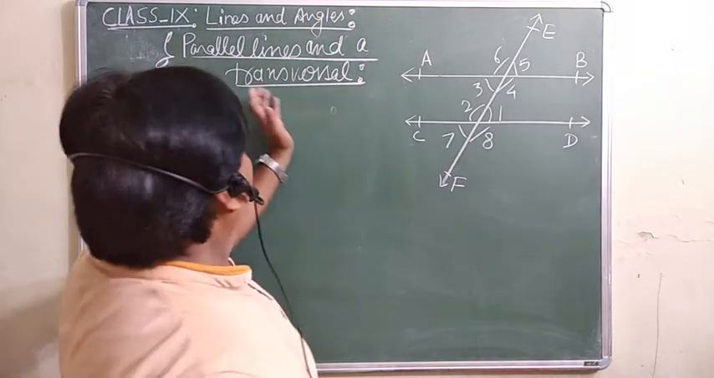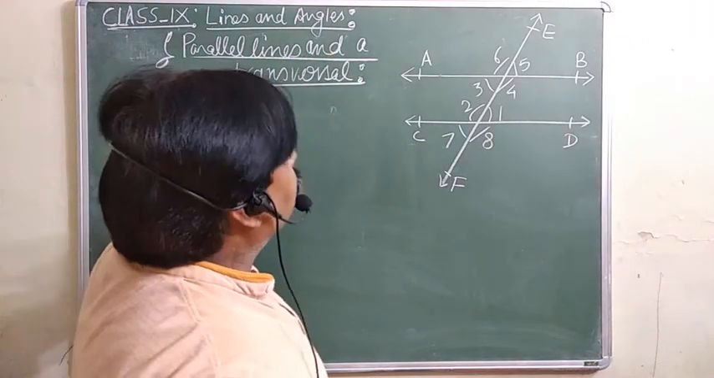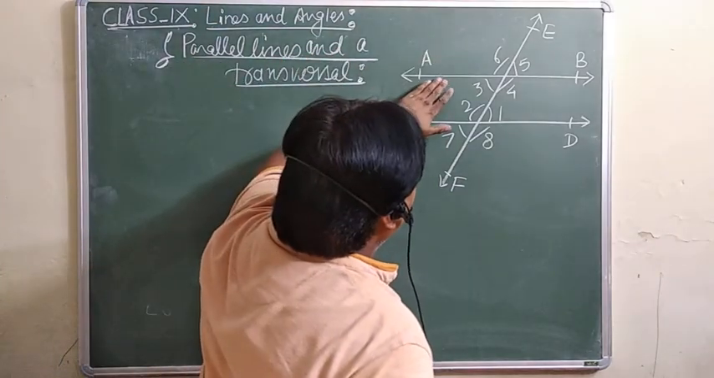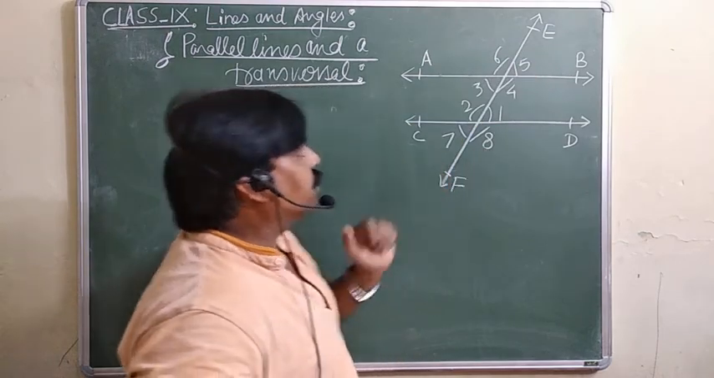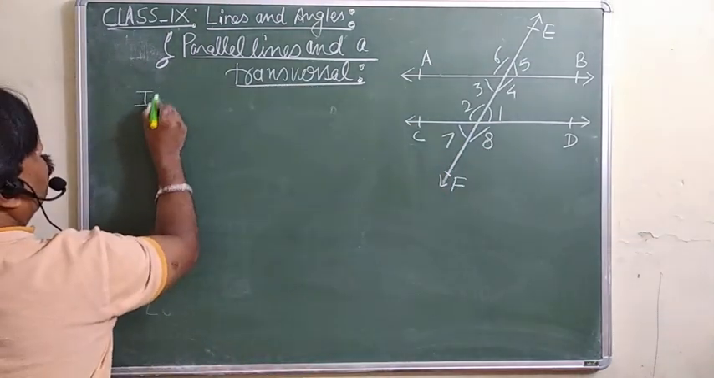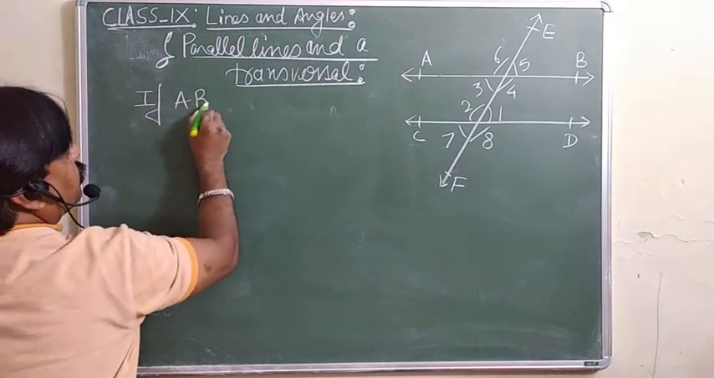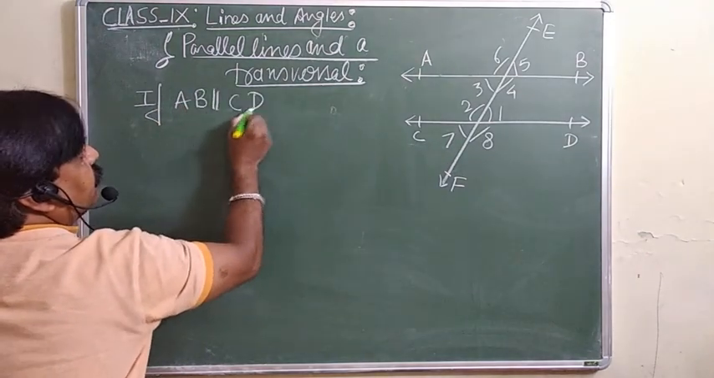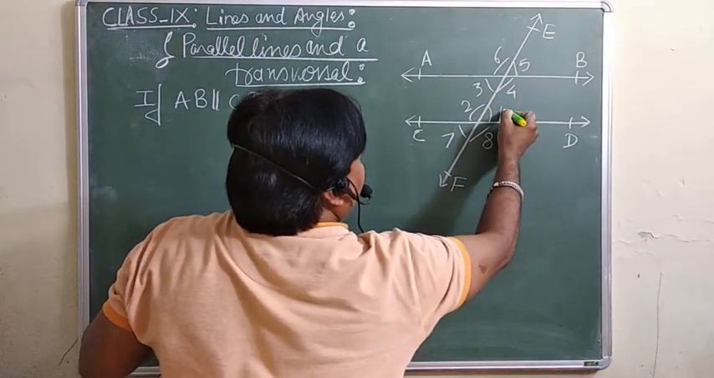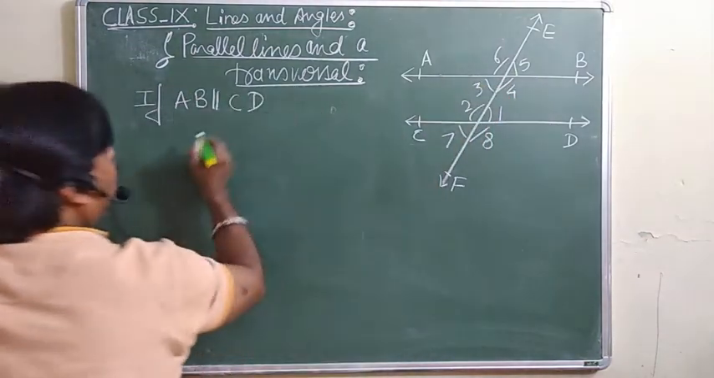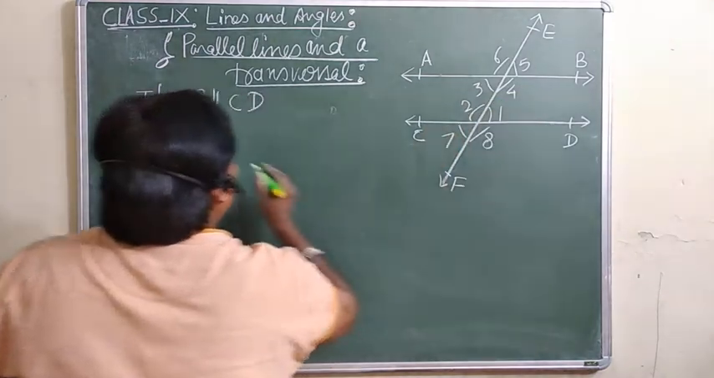Now we will take the parallel lines and a transversal. Now we are taking AB and CD. These are the two parallel lines, and intersected by a third one, EF. Here the condition is AB is parallel to CD, and there is a transversal. In that case, angle 1 will be equal to angle 3. Means you can say the alternate interior angles will be equal.